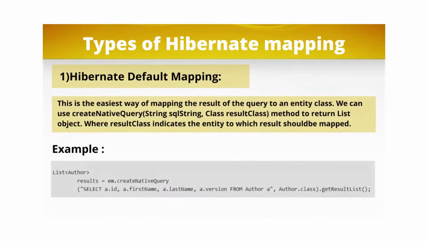Types of Hibernate mapping. 1. Hibernate default mapping. This is the easiest way of mapping the result of the query to an entity class. We can use the createNativeQuery method with an SQL string and a result class to return a list of objects, where the result class indicates the entity to which the result should be mapped. Check out the example mentioned below.